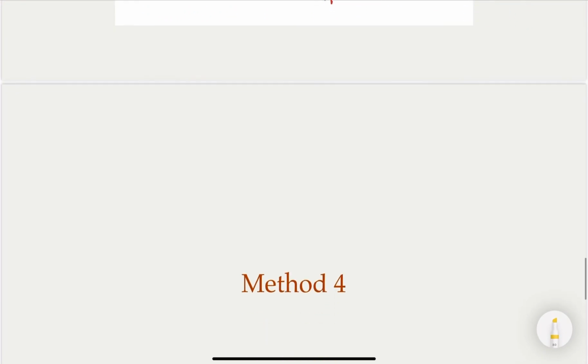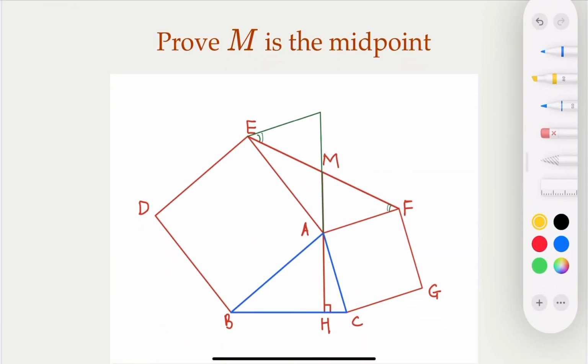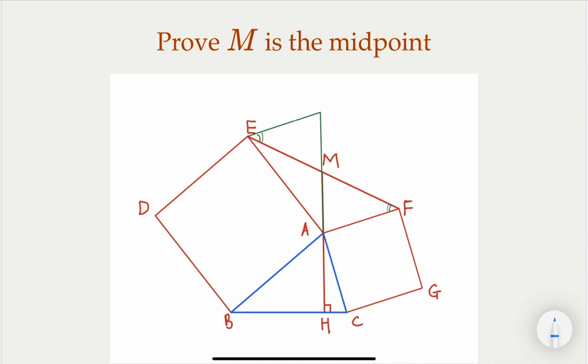Now method number 4. All right, so you find it interesting that there are so many ways to prove this, right? So here, we're going to construct a parallel line again. Let's call this X. So we're going to construct EX parallel to AF. And I'm going to extend MH, and then the intersection point is, you know, this is just A.